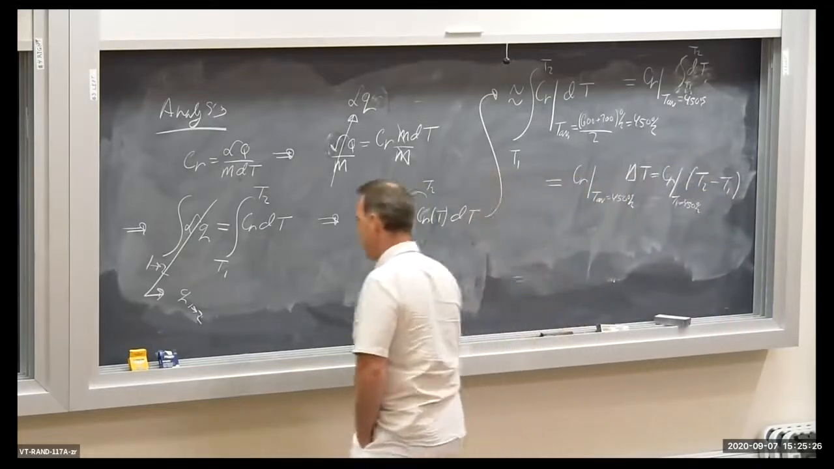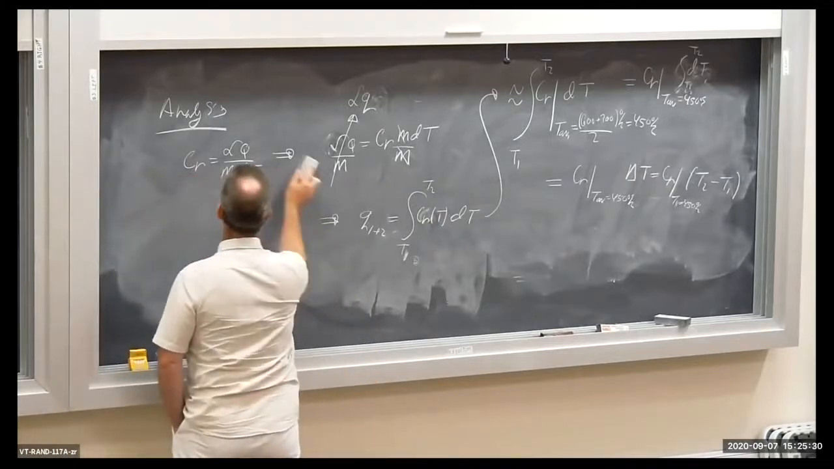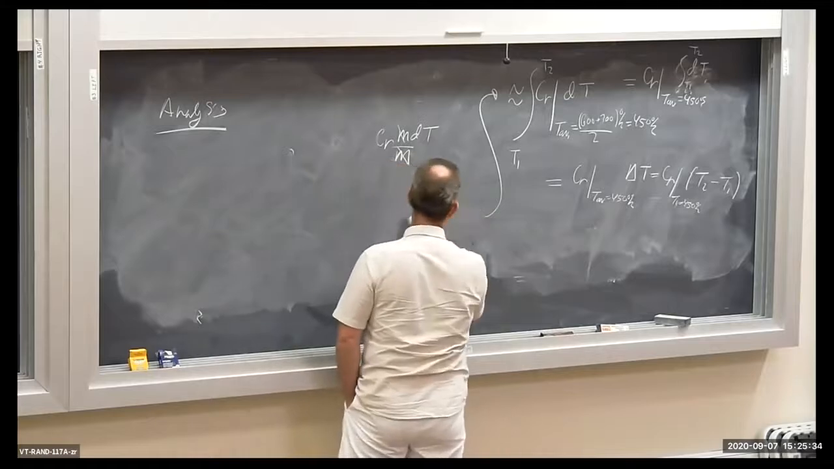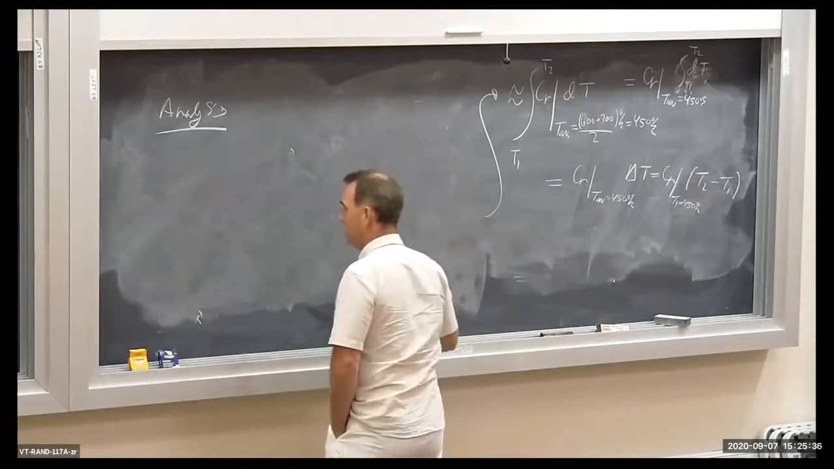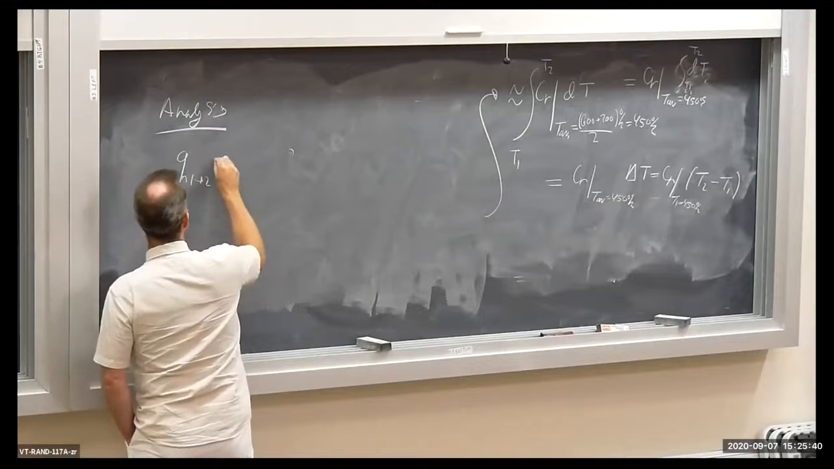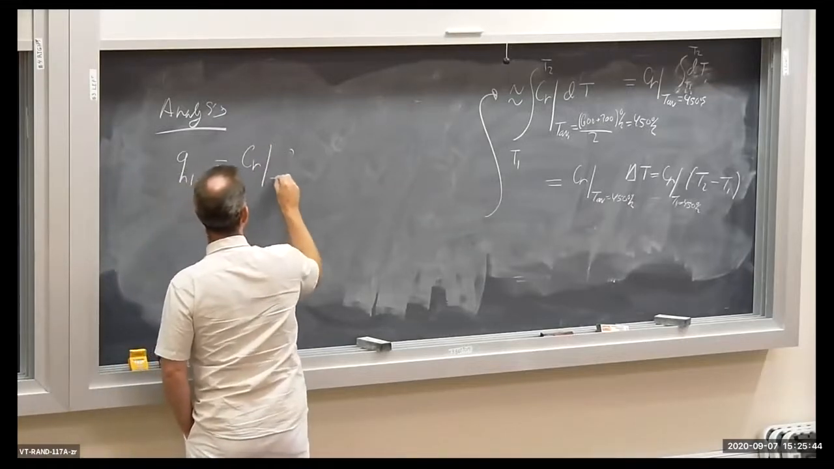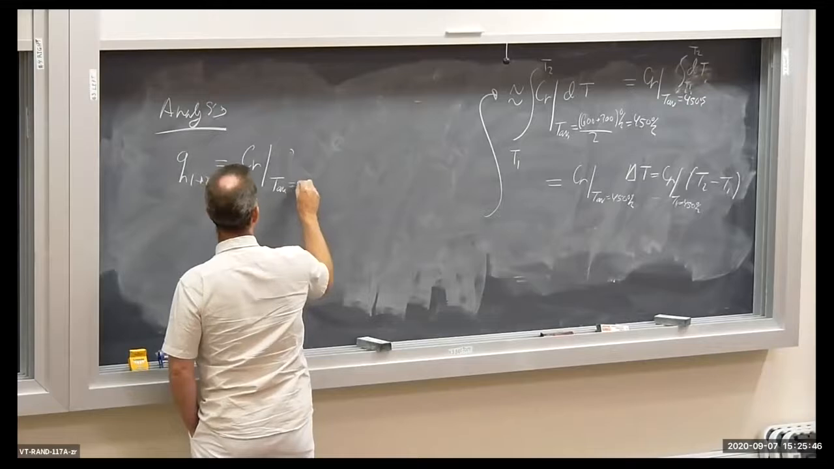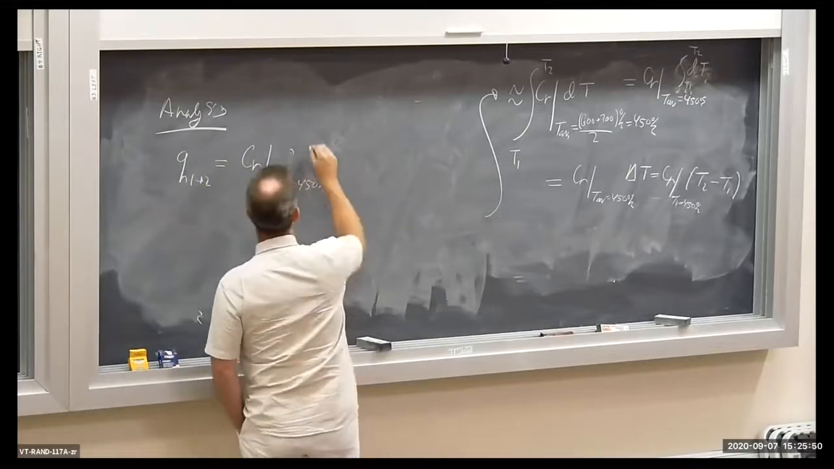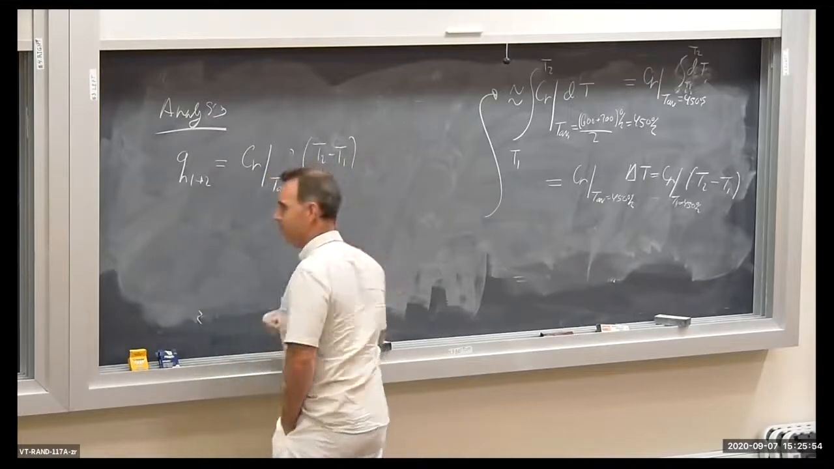Okay, so the heat transfer. Let's write that down over here so we can start fresh. The heat transfer per unit mass over the process, Q1 to 2, is equal to Cv evaluated at the average temperature, which is 400 degrees Kelvin, times T2 minus T1.